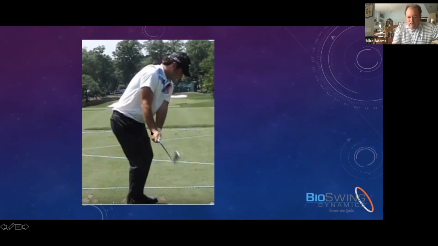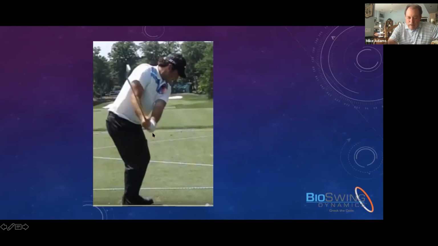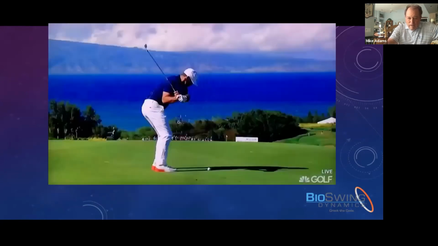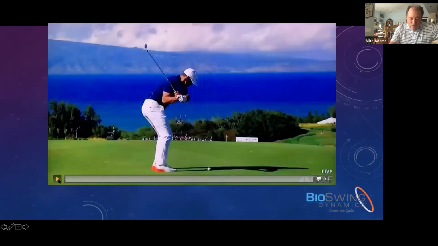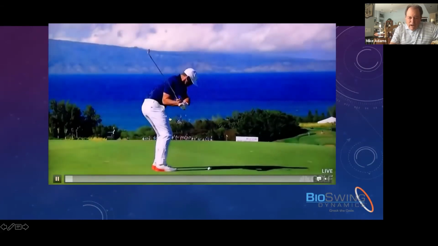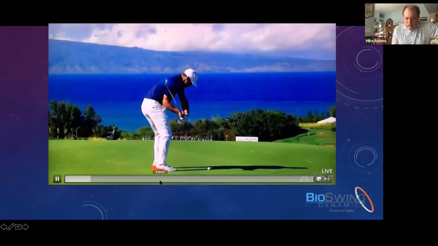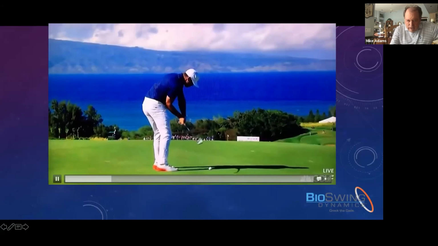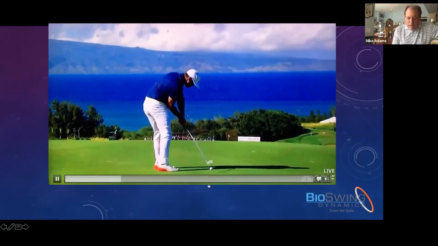Clubhead stays outside, right hand stays on top, club head goes up. Brooks Koepka, right hand stays on top, clubhead goes back outside. Watch Brooks coming down. Watch where the right hand stays on top, how the elbow stays behind the hip. Now the club swings down and to the left. That's the flag over there. And watch how far left the club swings.